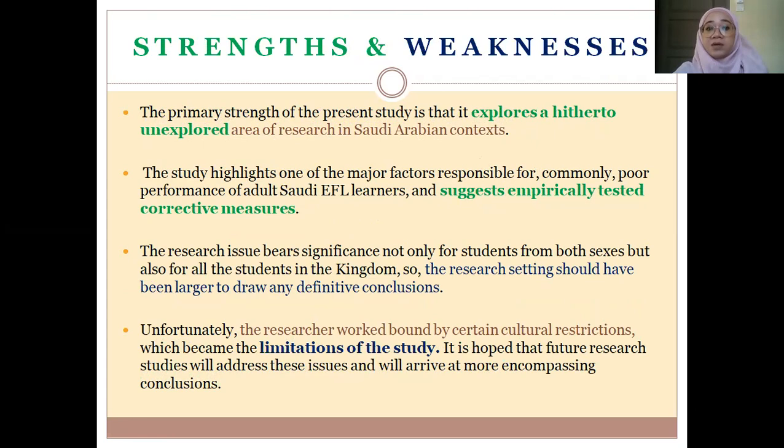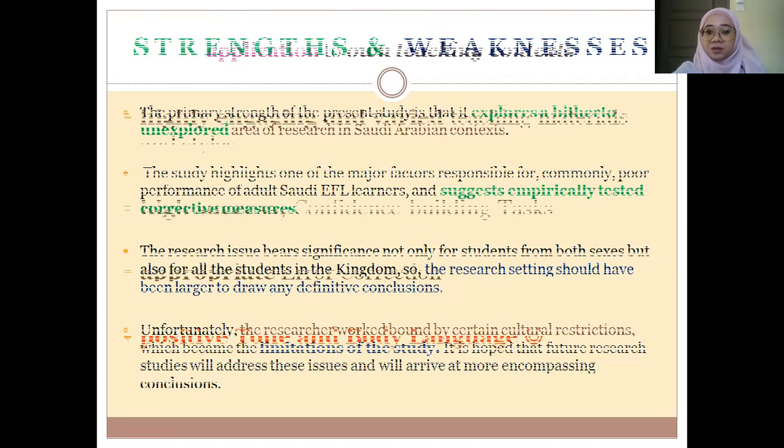The weakness from the research is because it bears significance not only for students from both sexes but also for all the students in the kingdom. So the research setting should somehow have been larger to draw any definitive conclusions. The research worked bound by certain cultural restrictions, which became another limitation of the study. It is hoped that future research studies will address these issues and will arrive at more encompassing conclusions.